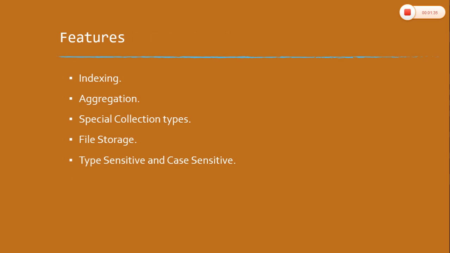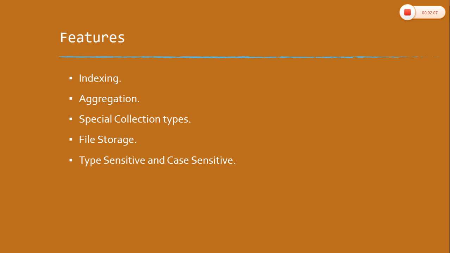So what are the features? Indexing, aggregation, collection types, file storage, being type sensitive and case sensitive are some of the features of MongoDB. MongoDB supports generic secondary indexes and allows a variety of fast queries, and provides unique, compound, geospatial, and full text indexing capabilities. Coming to aggregation, MongoDB supports the aggregation pipeline, which allows you to build complex aggregations from simple pieces and allows the database to optimize it.